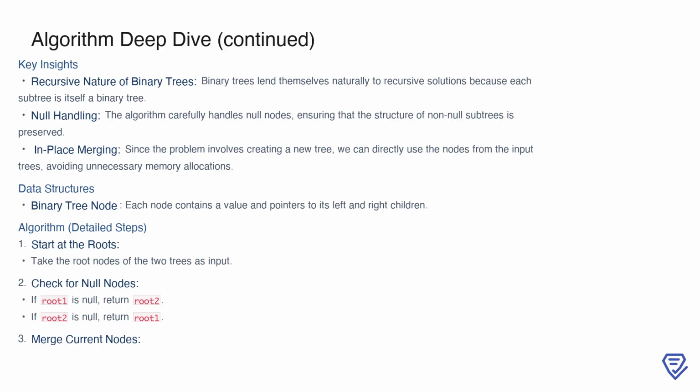The data structure we work with here is a binary tree node, which consists of a value and pointers to its left and right children. To start the algorithm, we take the root nodes of the two input trees. If one of the root nodes is null, we simply return the other root. Otherwise, we proceed to merge the current nodes.